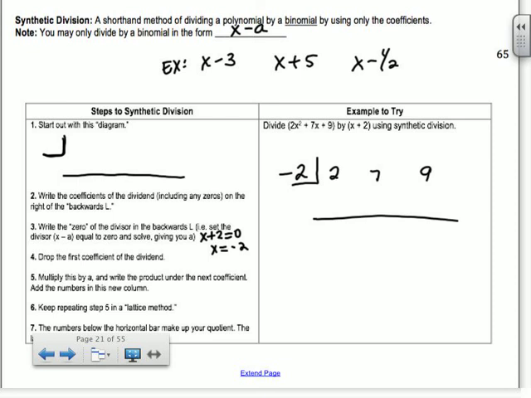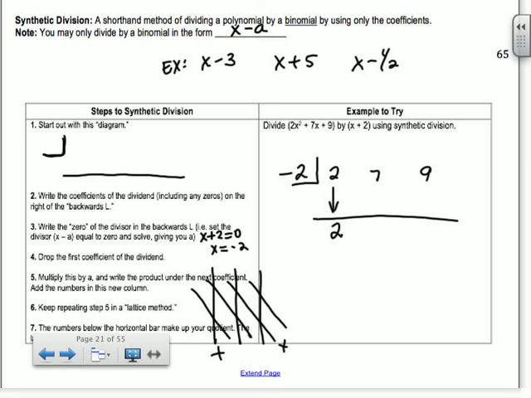Okay, the next thing, you drop the first coefficient of the dividend. So you always drop the very first coefficient. You get 2. Now you do like a lattice method. Anytime you're going diagonally, you're multiplying. Anytime you're going up and down, you're adding. So add and then multiply.